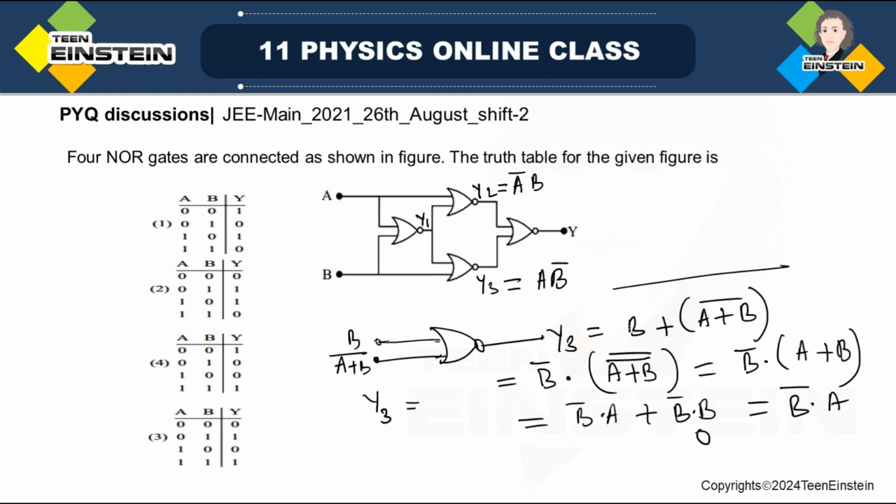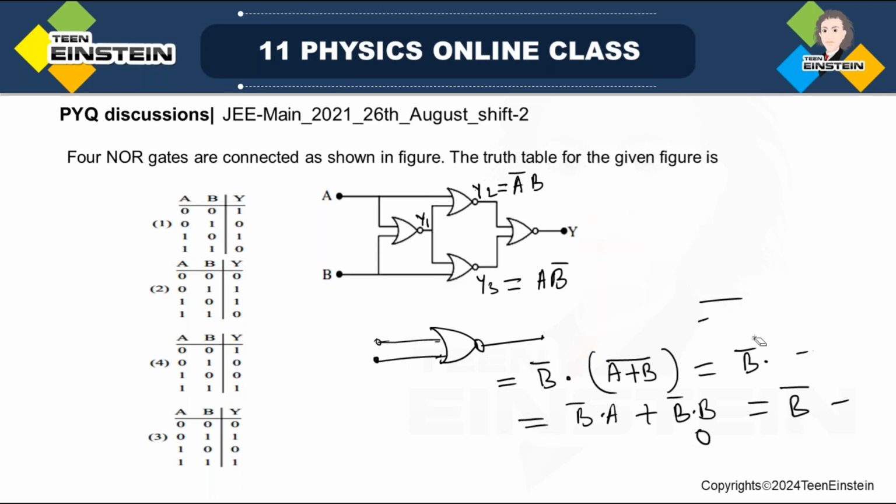Now look, what about Y? Now I have got Y3, Y2. I have to get what is Y.